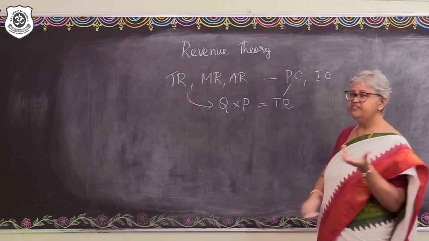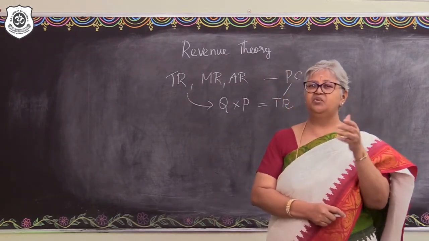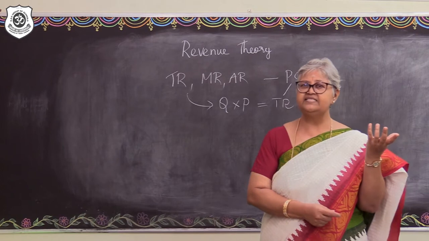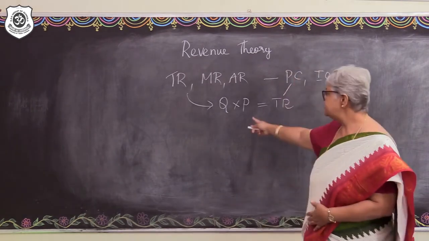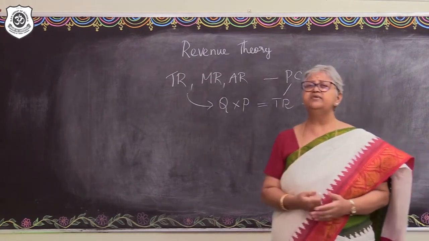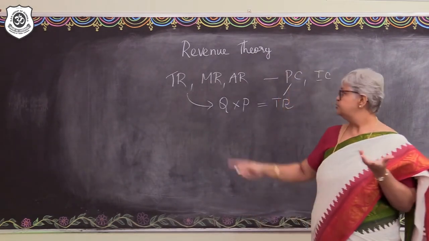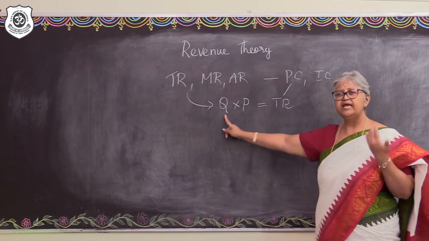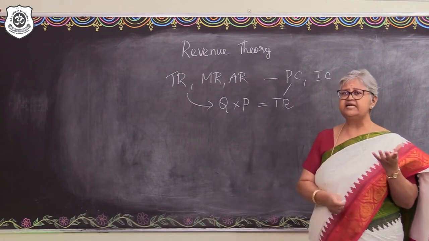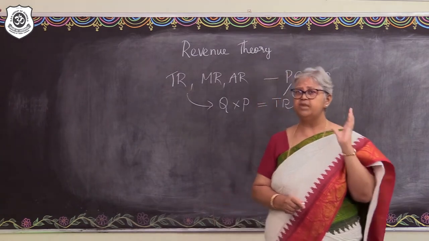And in a perfectly competitive market, price remains the same. What did I tell you? At the same price, more and more can be sold. So, when price is going to remain the same, the only option for the entrepreneur to maximize the total revenue will be to produce more output and sell more output. So, let's understand how the total revenue behaves in the perfectly competitive market.